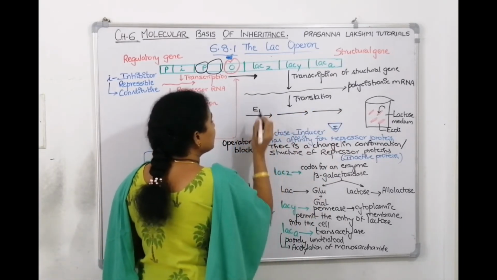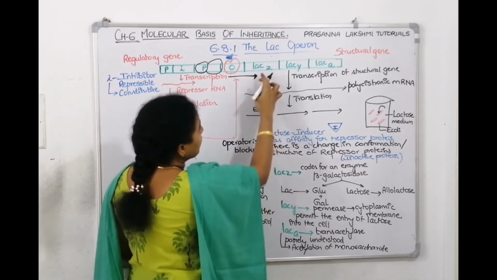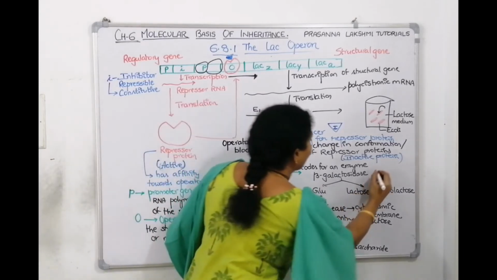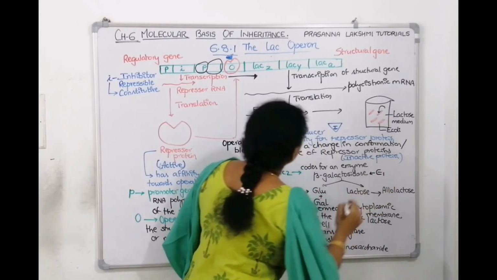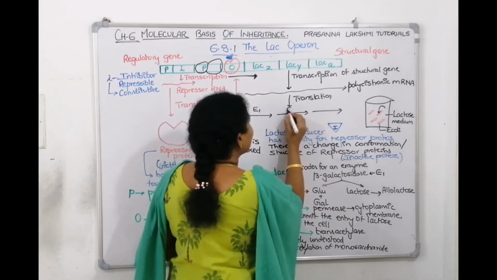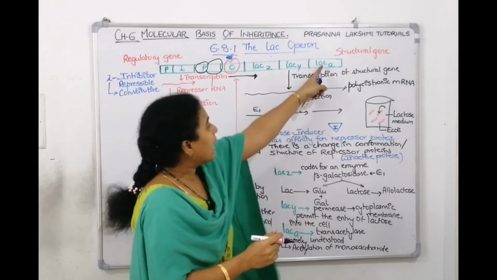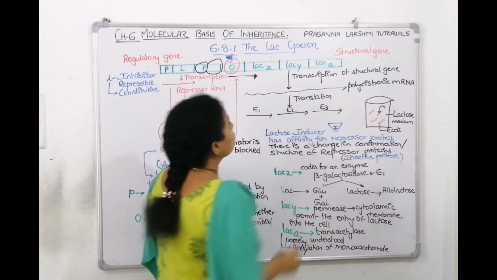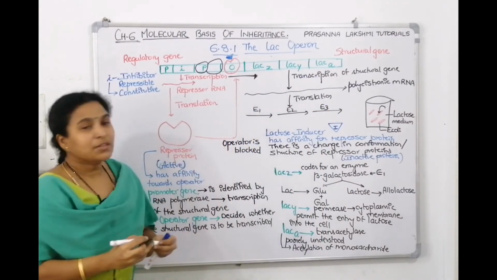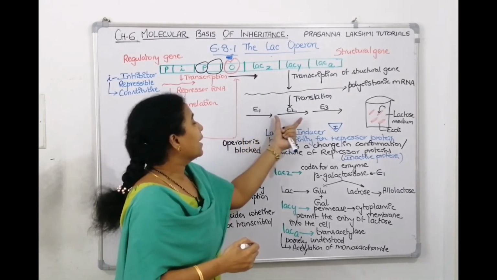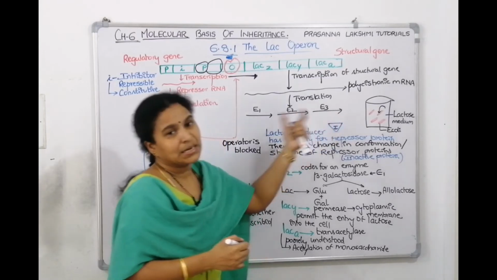So the first enzyme is this, right? The first enzyme coded by Lac Z is beta-galactosidase. So this is enzyme 1. And it codes for the second enzyme, Lac Y. Lac Y codes for permease. This is enzyme 2. The third one is Lac A. Lac A codes for transacetylase. This is enzyme 3. So what will it do? It will undergo translation and it will produce all the 3 enzymes, beta-galactosidase, galactoside permease and transacetylase.